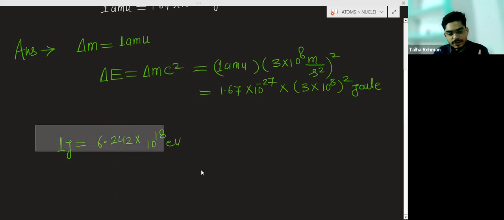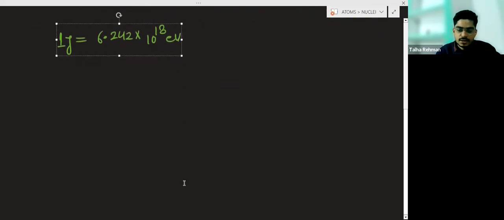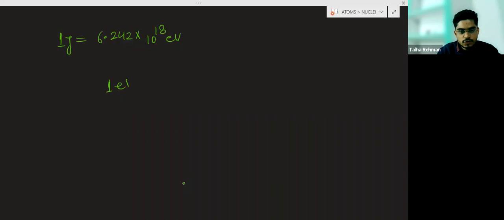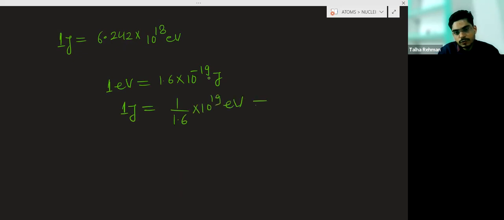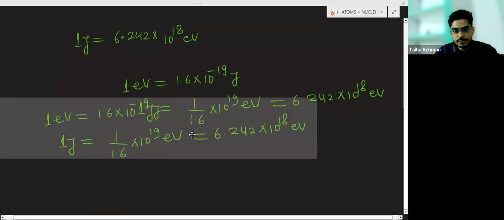If you don't know this value, what you should do is this: in 1 electron volt there are 1.6 into 10 to the power minus 19 joules. So from here also you can calculate that in 1 joule there will be 1 upon 1.6 into 10 to the power minus 19 electron volt. So you will get the same value, 6.242 into 10 to the power 18 electron volt. So from here also you can calculate it.